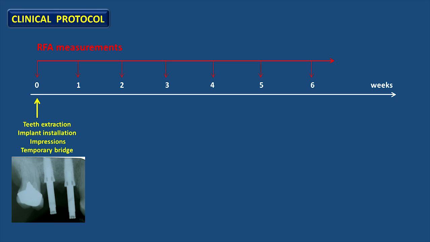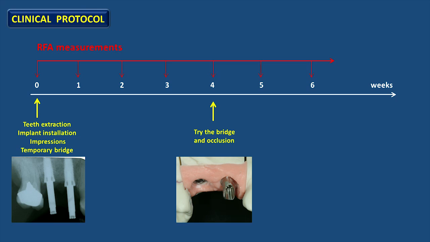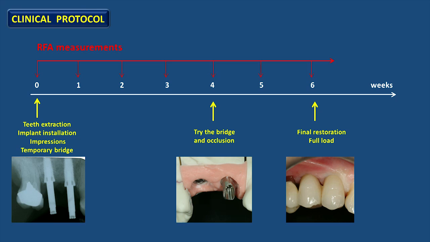And to summarize the clinical protocol, at day zero, we did teeth extraction, implant installation, impression, and temporary bridge. And then we monitored the implant stability every week. After 4 weeks, we tried the bridge and the occlusion. And at 6 weeks, we applied the final restoration with the full load. And then we continue to monitor the implant.